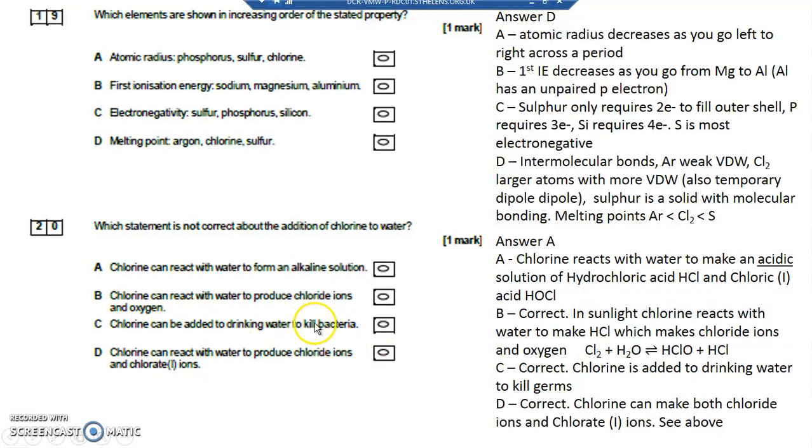C, chlorine can be added to drinking water to kill bacteria. Indeed it can. Chlorine can react with water to produce chloride ions and chlorate 1 ions. Yes, we've seen that above. So your answer is A.